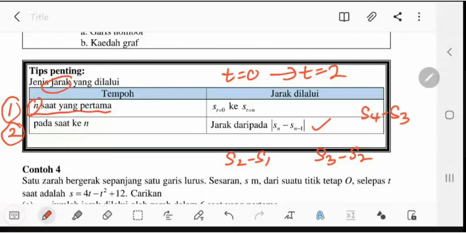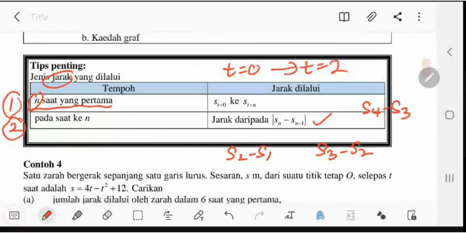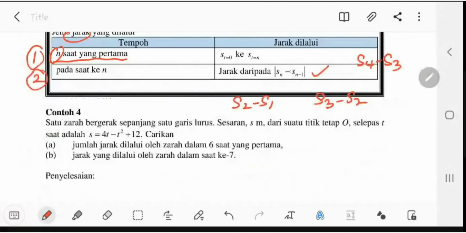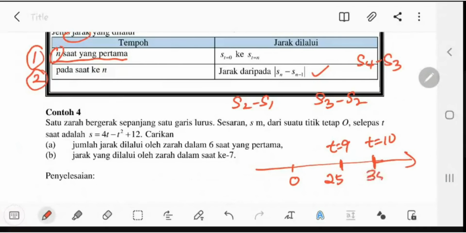Girls, in the 10 second, it's S10 minus S9. Yes, S10 minus S9. Maksudnya, kalau ini saat ke-9, ini saat ke-10. Kalau kat sini, let's say 25, sini 35.